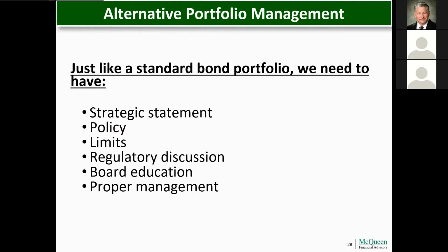The strategic statement is outlining the purpose. Our policy wants to refer to the NCUA regulations we've been alluding to. We want to establish limits per asset class, the same way we do for corporate bonds or any other asset in the normal portfolio. And right at the beginning, regulatory discussion, let's get them on our side. Let's walk together as we pursue these things so there's no surprises down the road. And educating the board, I found to be one of the most important things.